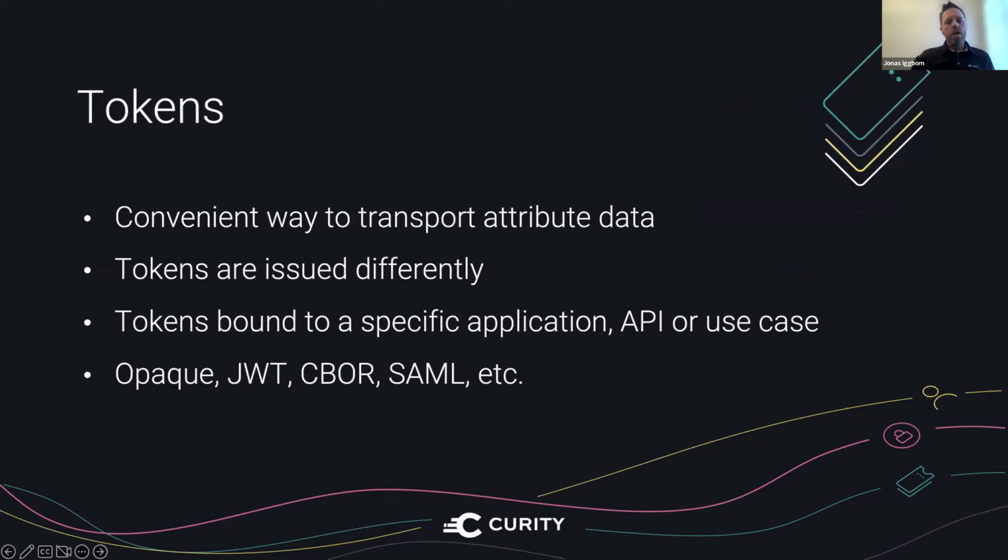So once we've got authentication out of the way, we've determined who the user is, or who or what the system is. That's when the token-based architecture takes over. Tokens in themselves are essentially a convenient way to transport this attribute data. We'll get into that in a little bit, but that attribute data is typically transported in the token as claims.